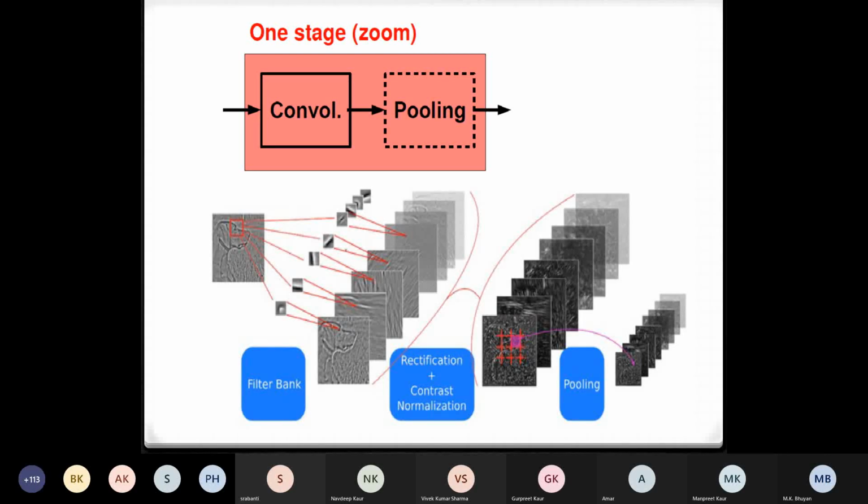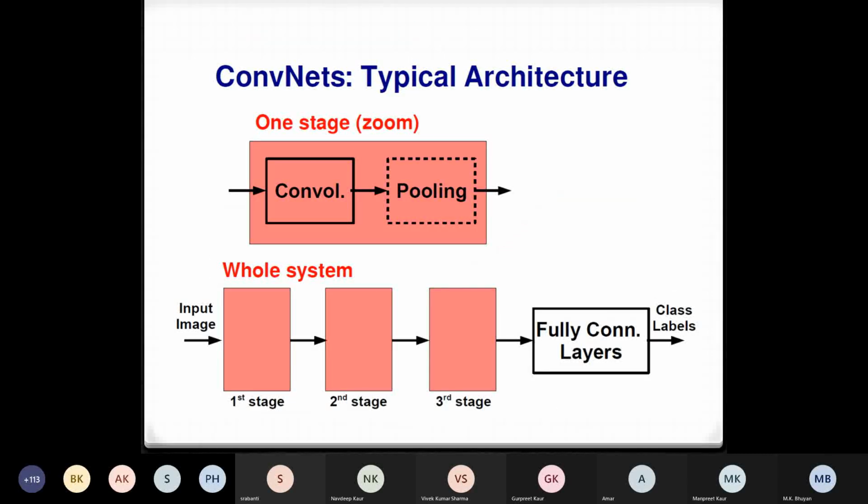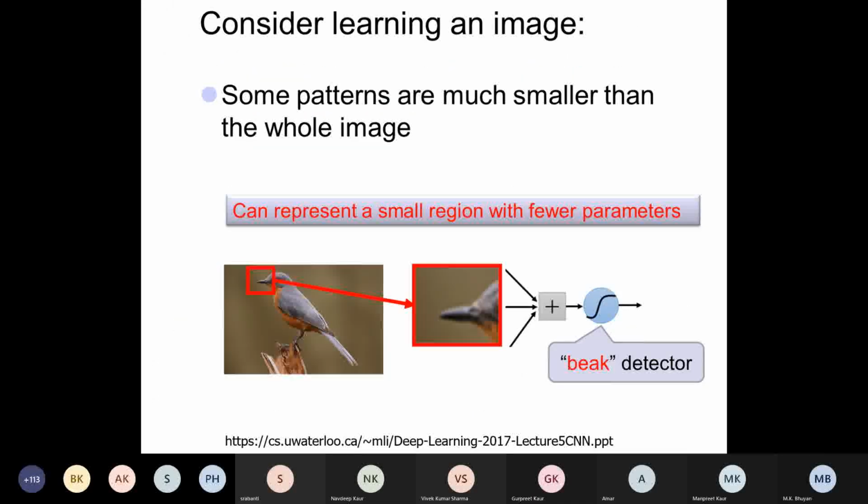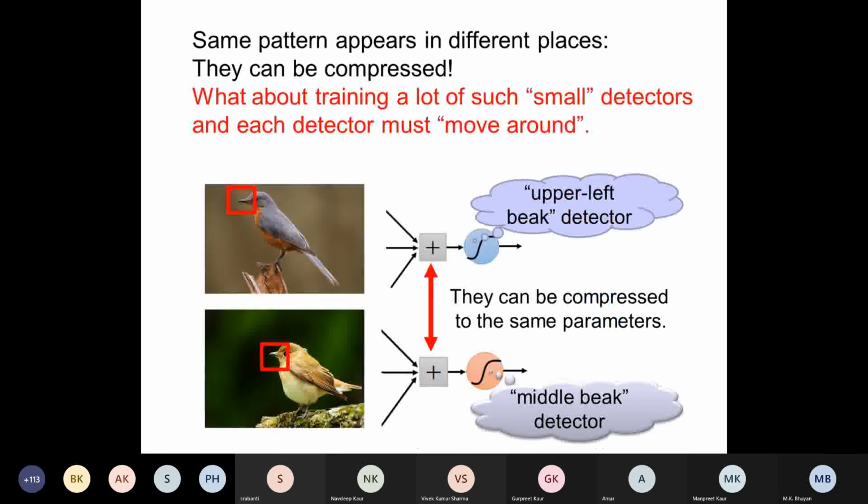Suppose I consider one image, and this is a beak detector. So how to detect a beak? For this, I can consider one filter, and based on this filter, I can determine the beak. I can recognize the beak of the bird. In this case, you can see first I am considering the upper left beak detector. Another one is the middle beak detector. By using this, I can extract the information to detect the beak of the bird.